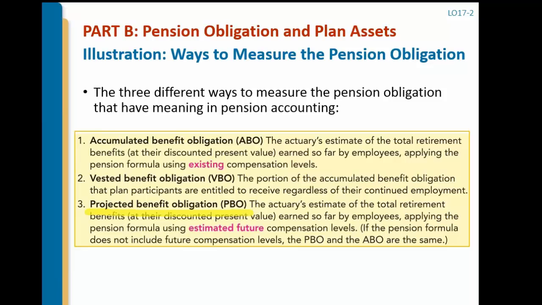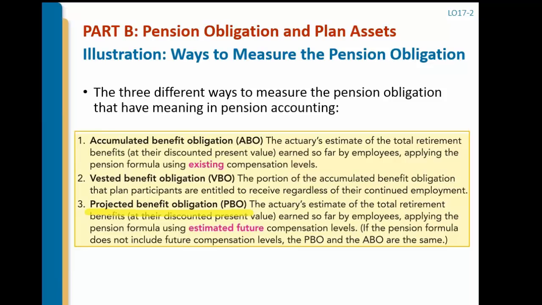Let me talk about it from this perspective. Let's say the factor is 2.5% of salary. Let's say the employee has 10 years of service and is making $60,000 a year now, but what we're projecting at retirement is an annual income of $100,000 a year. So the formula for the projected benefit obligation is current years of service times the factor times the estimated future compensation at retirement.